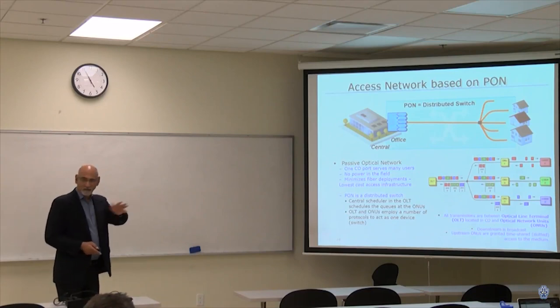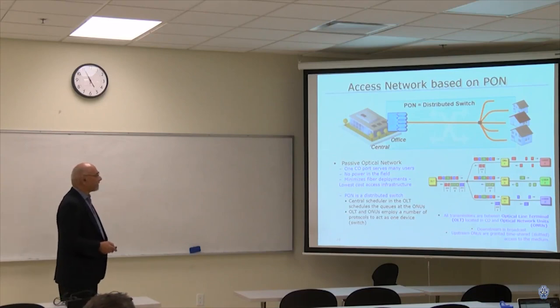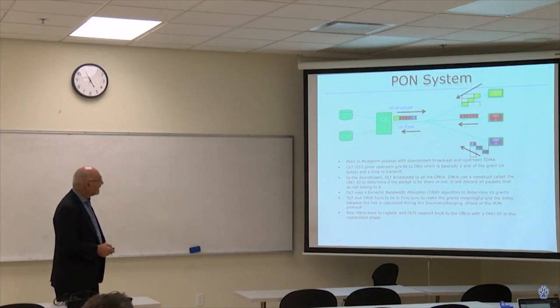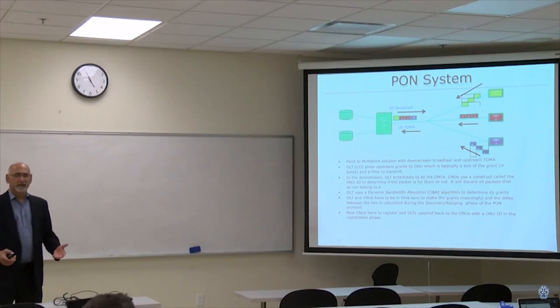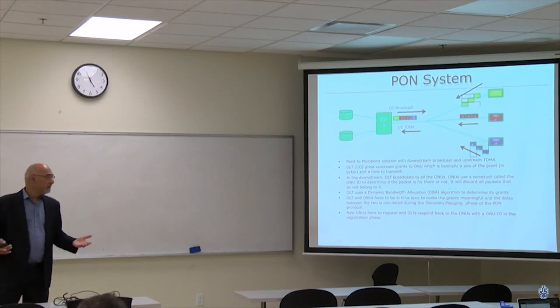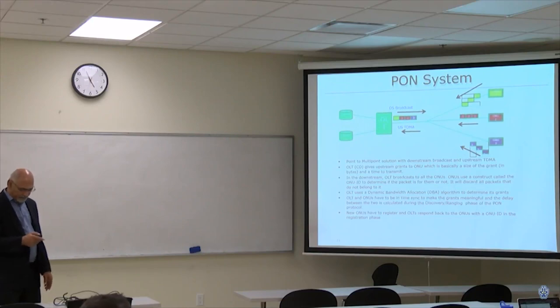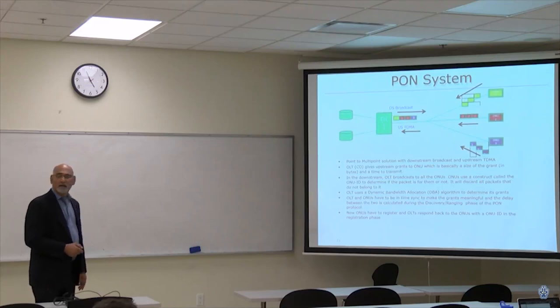Any questions, by the way, just stop me. So again, basically, downstream is broadcast, upstream is TDMA, and the upstream TDMA slots are basically granted by the OLT to each of the ONUs based on a dynamic bandwidth allocation algorithm. The goal is high utilization, so you want the link utilization to be as close to unity as possible, and then fair share. Now, what makes things interesting in the fair share piece is that these are all geographically located separately, right?